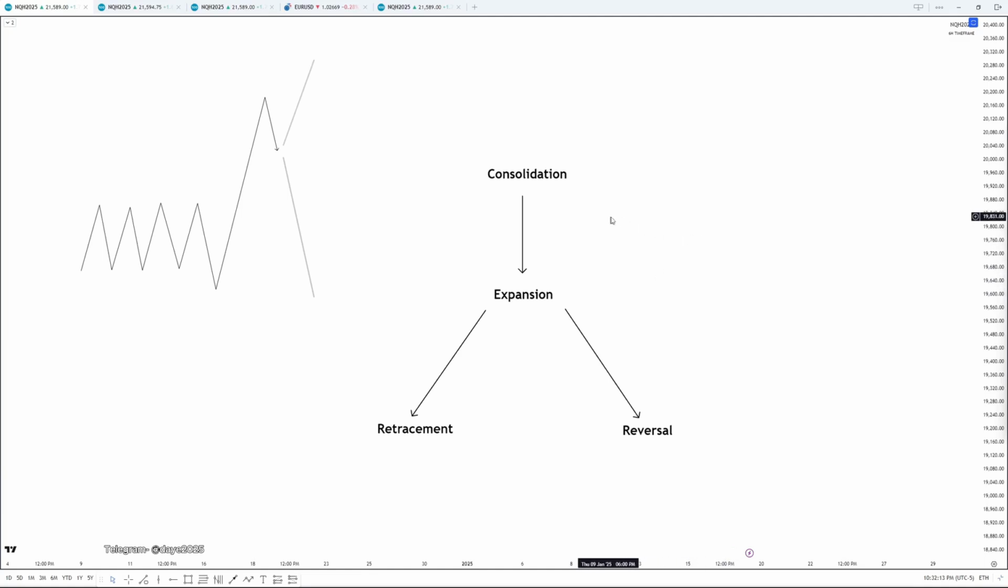So, what we are looking at right now is called the interbank price delivery algorithm, or IPDA for short. Price has four characteristics at which it can move in. It has either one, consolidation, which would be back and forth movement held in a tight range. It has two, expansion, which would be a run in price, more so one-sided.